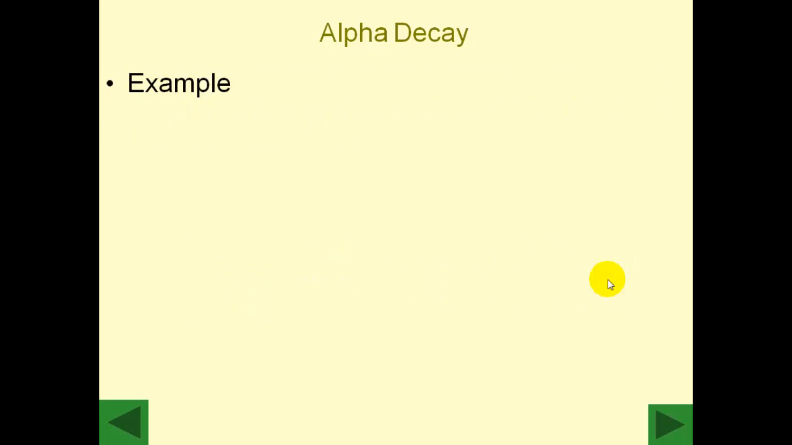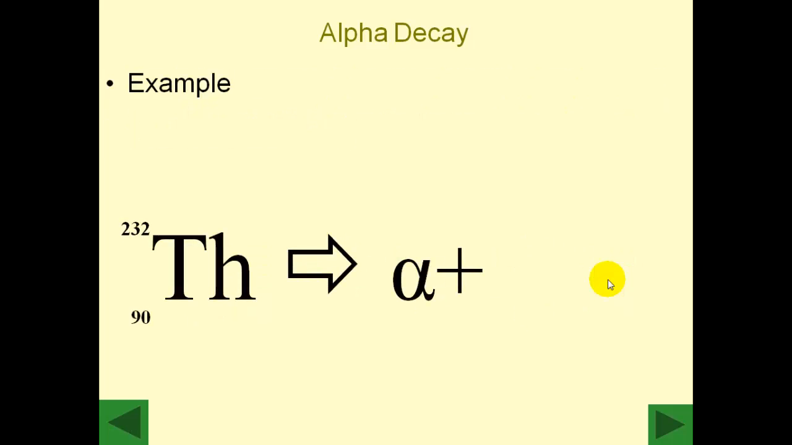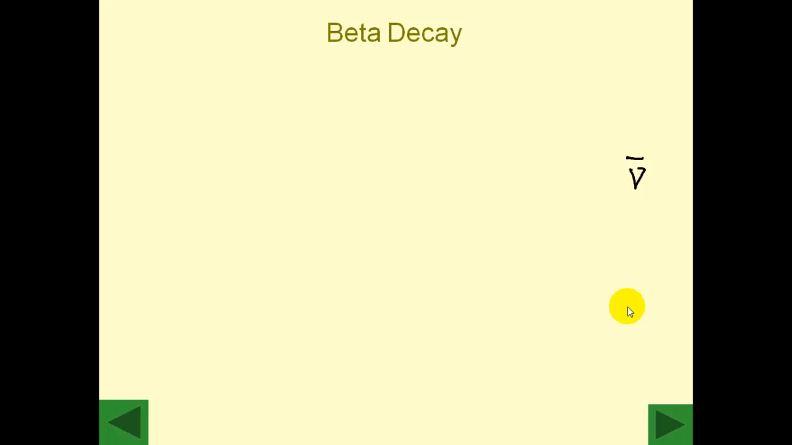And a real example would be that thorium 90, which is thorium-232, emits an alpha particle, which is 4 2, and this will come down by a number of 4, this will come down by 2. So 232 minus 4 becomes 228, 90 minus 2 becomes 88. Of course it's not thorium anymore, this is now radium, because the number of protons is different.